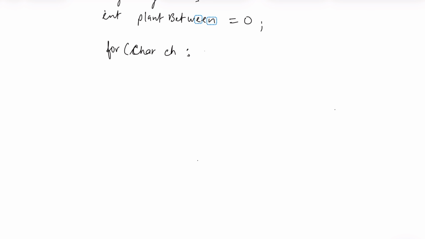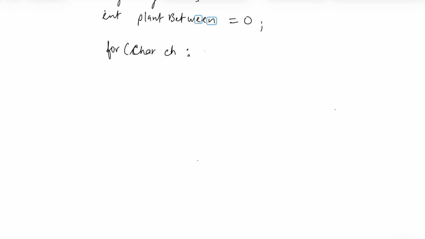Okay, so we will write character ch like this, and we'll get one character at a time. Now we'll say if the character is equal to s, it means this character is a seat. We call this seat, and so we have the seat count. So we'll use this seat count plus plus. We'll say seat count plus plus.